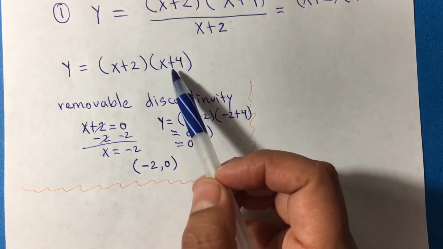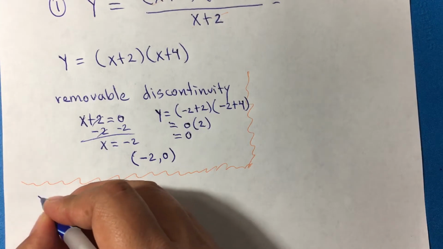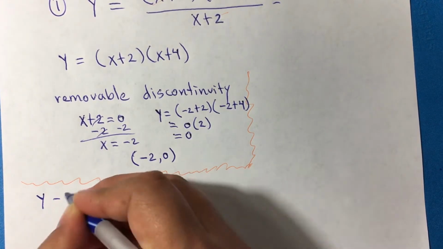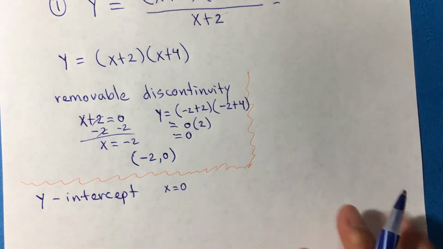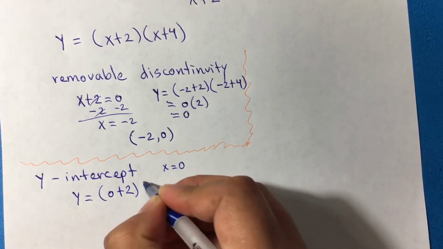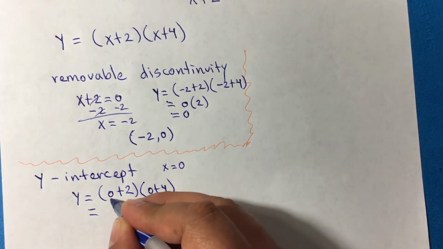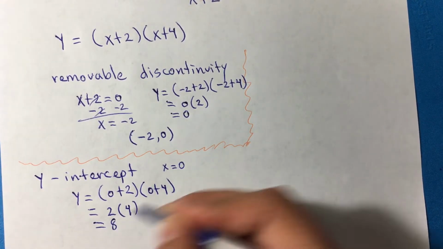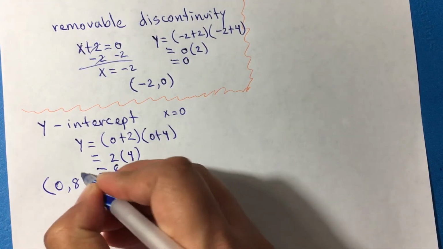Now, because this creates a parabola, we need to find some parts of it. Let's start with the y-intercept. For the y-intercept, remember that x equals 0. Always for the intercepts, the opposite is equal to 0. So y is equal to (0 plus 2) times (0 plus 4). 0 plus 2 is 2, 0 plus 4 is 4, and 2 times 4 is 8. So my y-intercept is going to be at 0 for x, 8 for y.